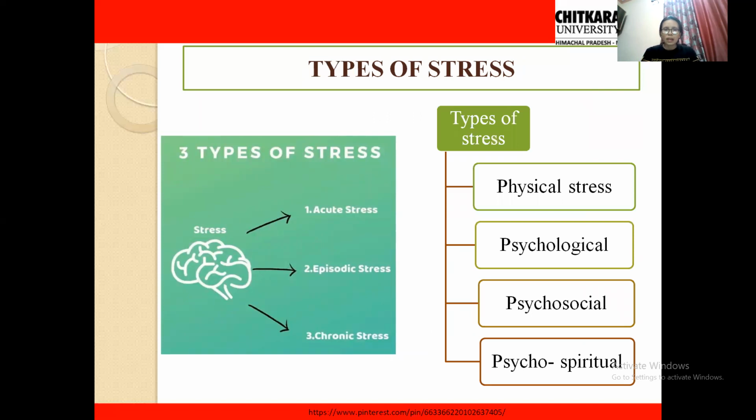So there are certain types of stress. The main types are acute stress, episodic stress, and chronic stress. Besides these, there are some other types of stress which we simply discuss, that is physical stress, psychological stress, psychosocial stress, psychospiritual stress. So today in this discussion, we will mainly discuss the main three types of stress: acute stress, episodic stress, and chronic stress.